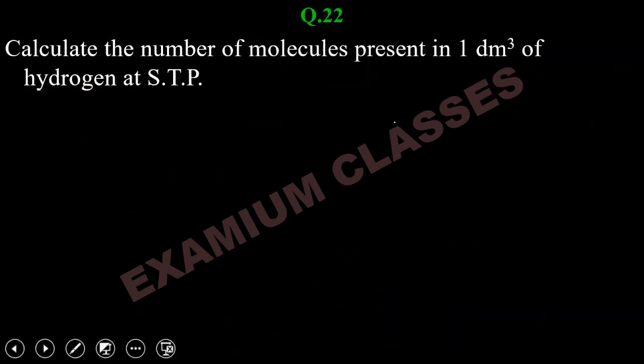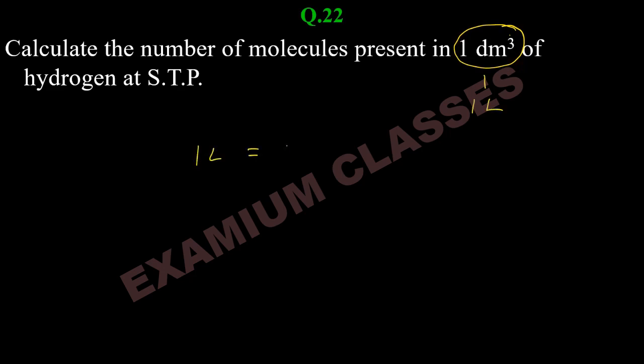Next question. Calculate the number of molecules present in 1 decimeter cube of hydrogen at STP. This question I have just put here to check whether you have any doubt about it. This is Question 8 from assignment 2. It basically asks whether you know what 1 decimeter cube is. 1 decimeter cube is just 1 liter.